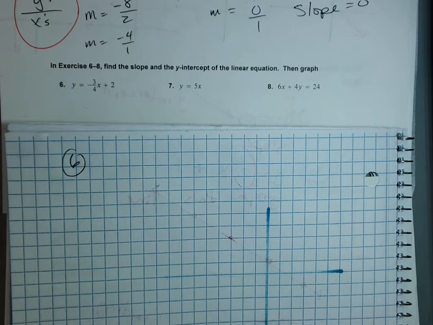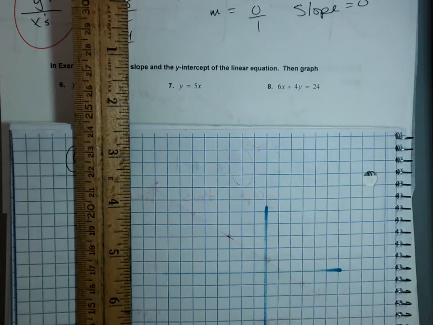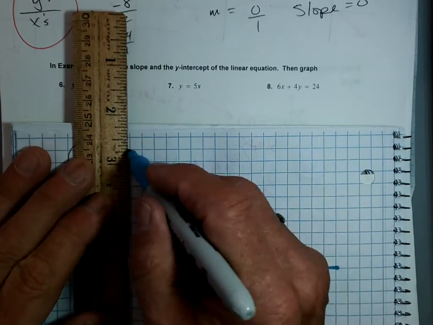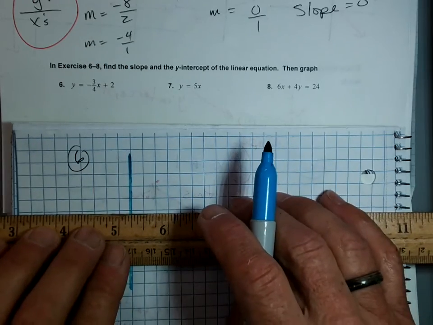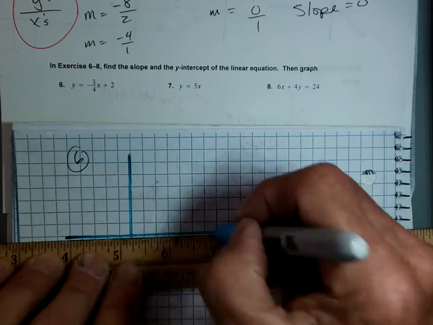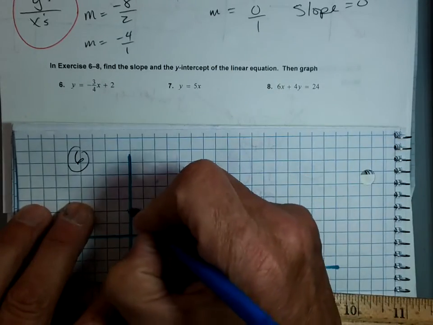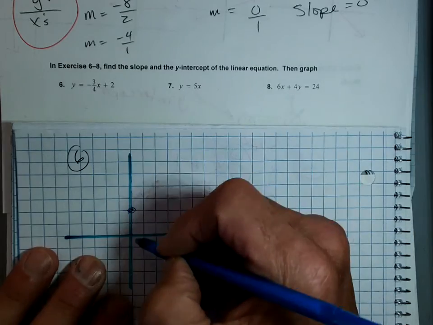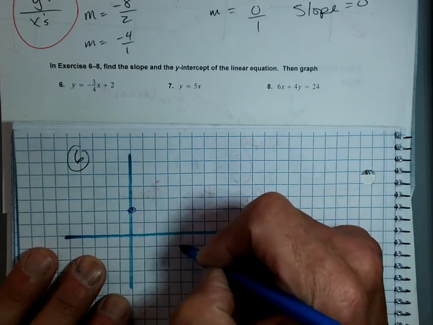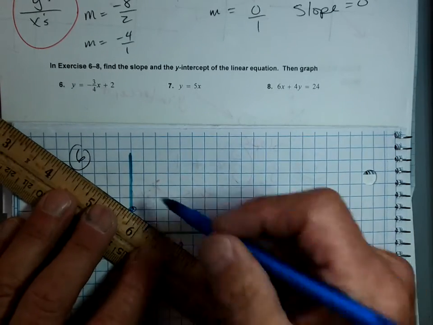Where's my starting point? 2. And then after I put a dot at 2, then what am I going to do? Negative 3 over. It's that easy. So, ready? I'm going to start at 2, right? I'm going to go down 3 over 1, 2, 3, 4. It's that easy. Thumbs up.